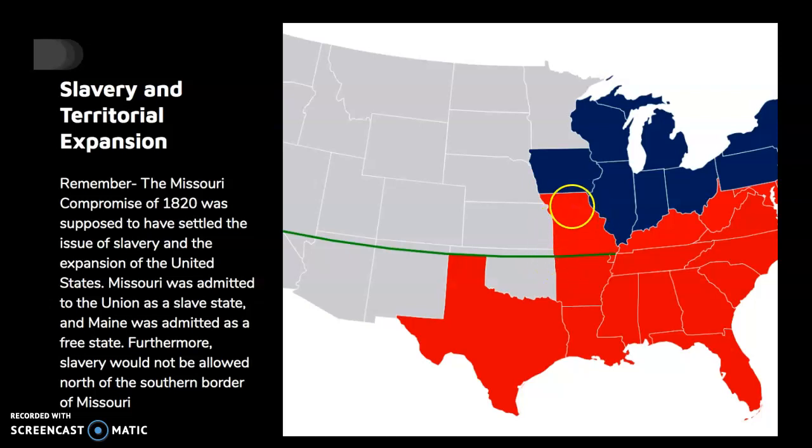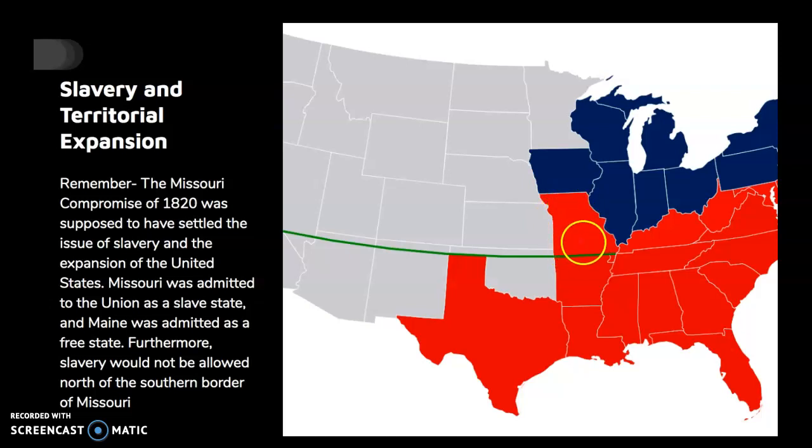So this state right here is Missouri. I'm circling it right here. I've done this many times before. I'm going to do it again. This is where you get really great baseball right here in St. Louis. Go Cardinals. Missouri was admitted to the United States as a slave state.